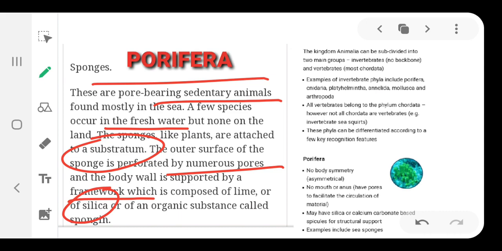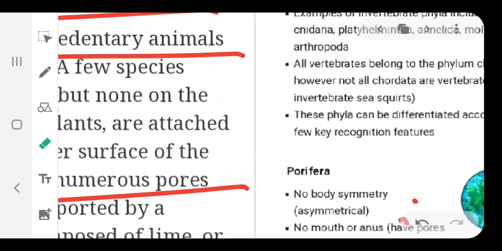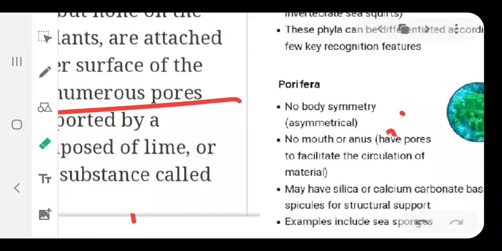The body wall is made up of silica, and the substance we call this silica as, underline the word spongin. So sometimes you ask what is spongin. You should know these spongins are basically a substance that makes the body wall of porifers or sponges. So these things should be known to you, and these same points are repeated here for your reference.